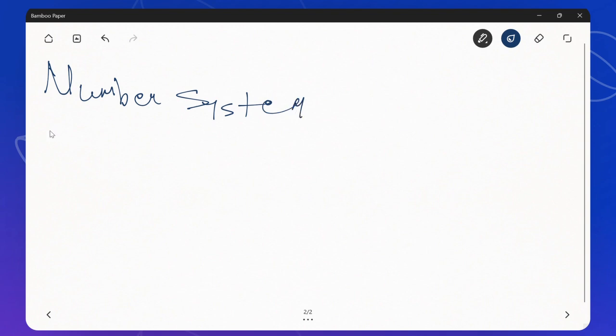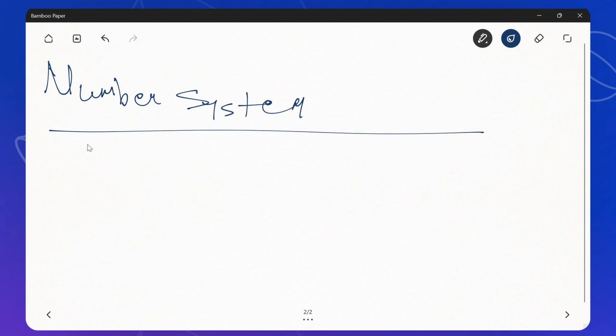Morning, all. Let's start with the basics of number system today. In computer science, whenever we talk about basics of computers, the concept of number system is very important for all of us. What is basically a number system?